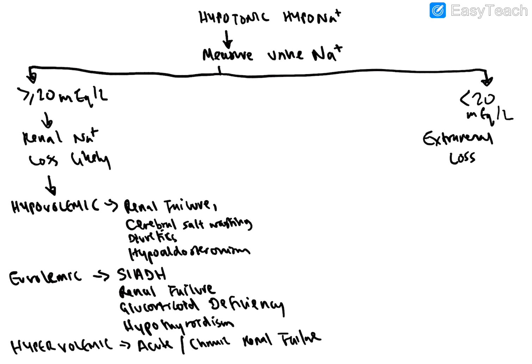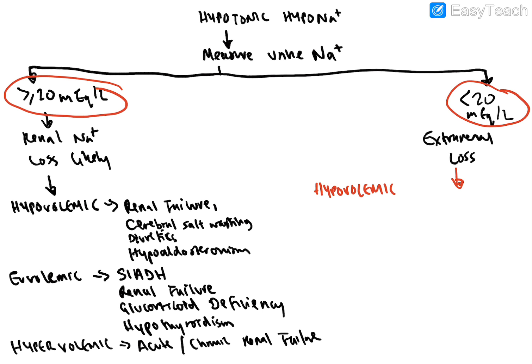Okay, so now let's move on to when the urine sodium is less than 20. If the urine sodium is less than 20, this is most likely due to an extra renal loss. So it's not the kidneys that are causing the problem over here. Again, we would go through our volume status. So we would have hypovolemic causes of hypotonic hyponatremia with low urine sodium. Remember, in the renal losses, the ones we went through earlier were to do with high urine sodium. Now it is to do with low urine sodium.